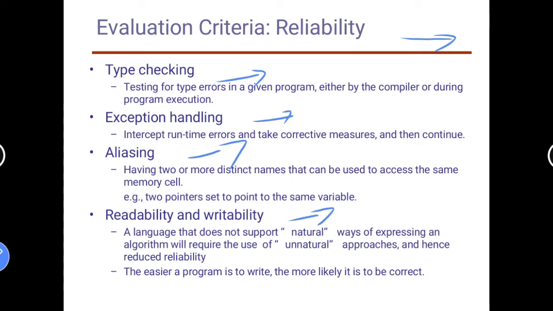Exception handling is how much your program has the facility to handle exceptions, intercept runtime errors, take correct measures, and then continue. Aliasing means having two or more distinct names that can be used to access the same memory cell. Two pointers set to point to the same variable is a simple example of aliasing.